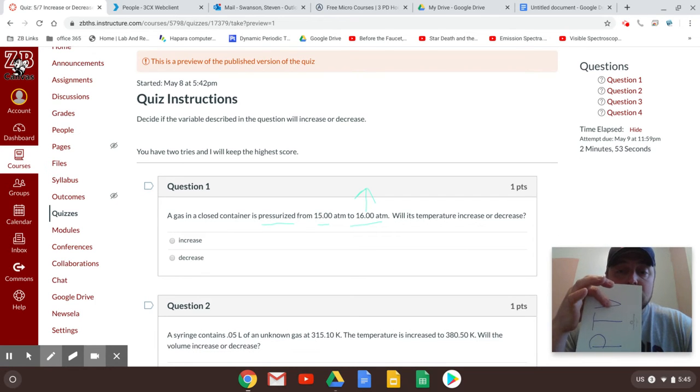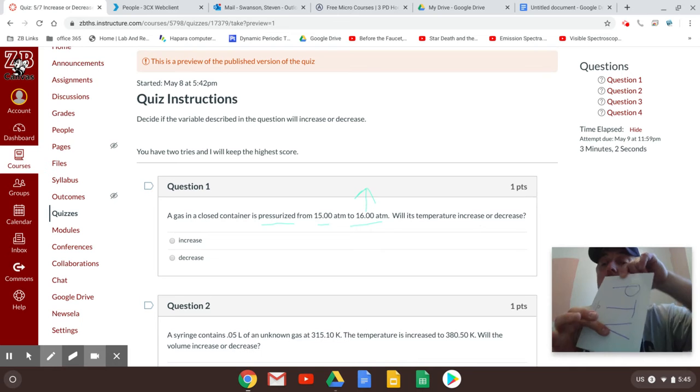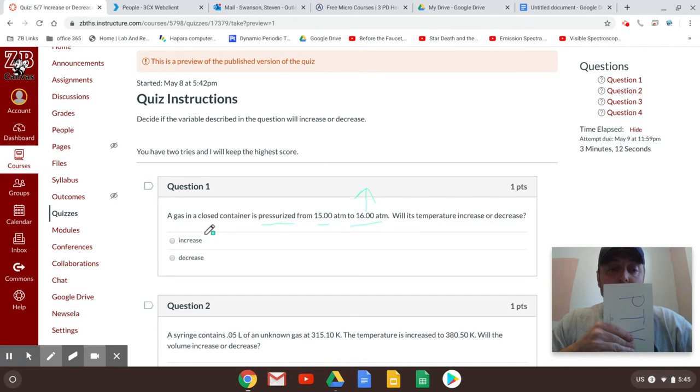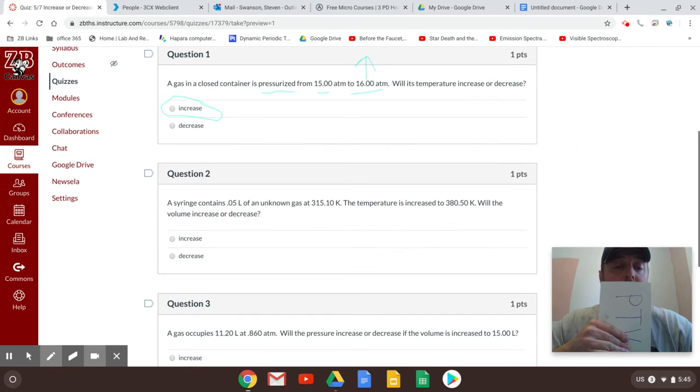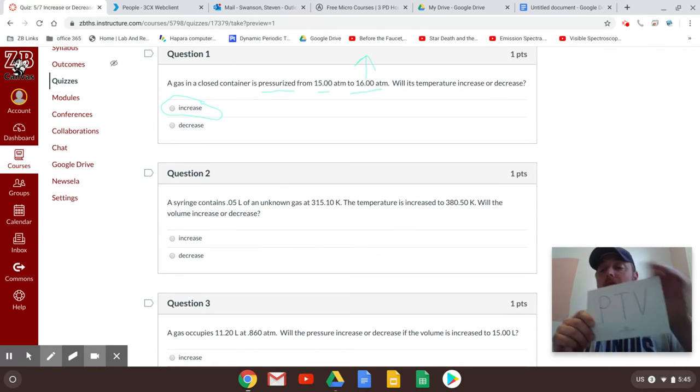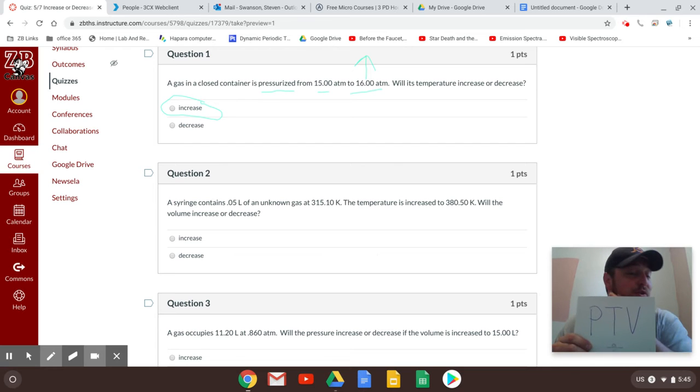All right. So what happened to the pressure? It went from 15 atm to 16 atm. That means that it increased. Okay. So if volume is constant and pressure increases, what happens to temperature? It also increases. So I believe if you use your PTV card, an increase in pressure would be also an increase in temperature. Okay.